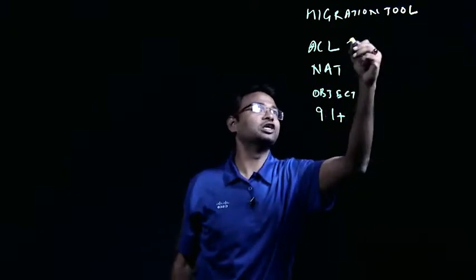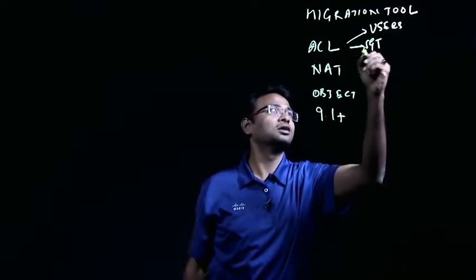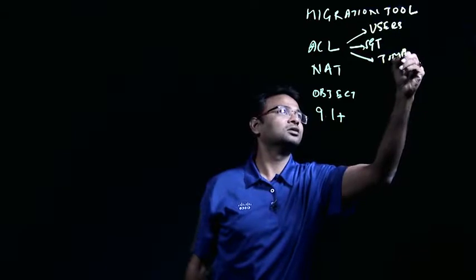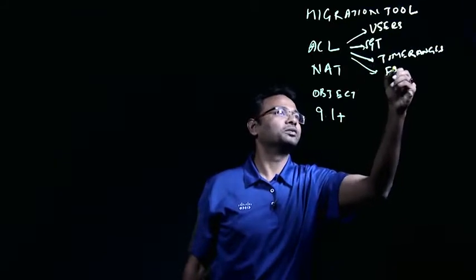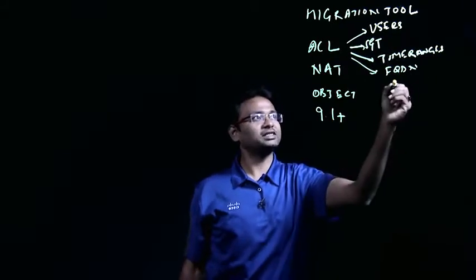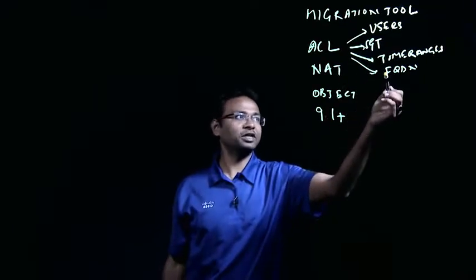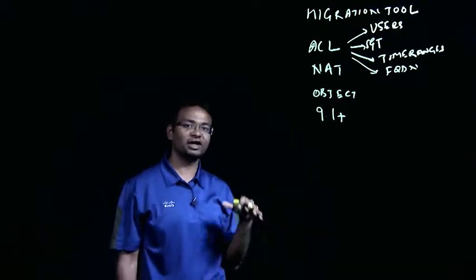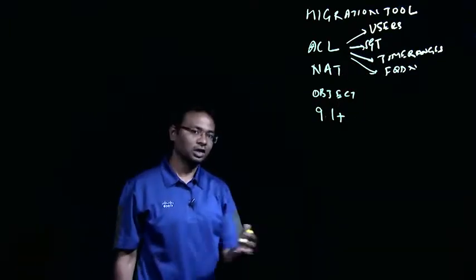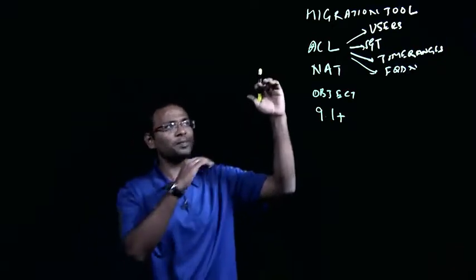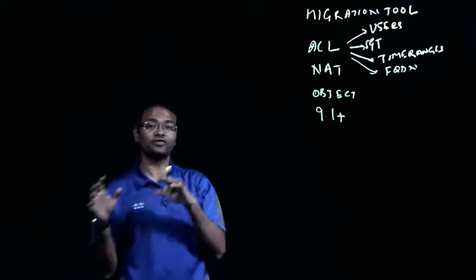There are a few ACLs that use users, or SGT tags, or time ranges, or FQDN. These four kinds of objects are not supported for migration with the migration tool. FQDN and time ranges right now are not supported on the device itself, which is why we cannot migrate them. Users and SGT tags will be introduced in upcoming releases. So in principle, this is what you can migrate when you're migrating your ASA configuration to Firepower Threat Defense.